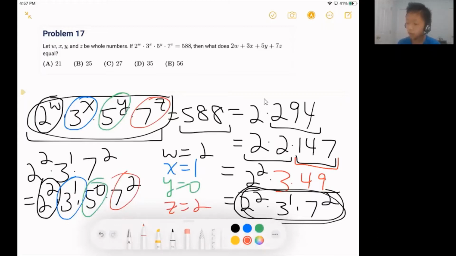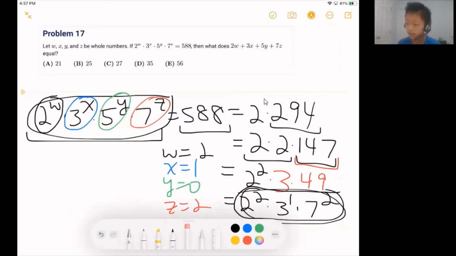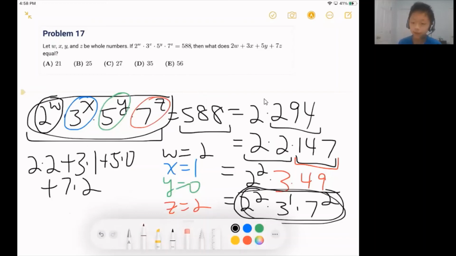And remember, the question wants us to find the value of 2w plus 3x plus 5y plus 7z. So we would just do 2 times w, so 2 times 2, plus 3 times x, 3 times 1, 5 times y, y is 0, so 5 times 0, and 7 times z, z is 2, so 7 times 2. If we add these up, you get 4 plus 3 plus 0 plus 14, and you get 21, which is going to be choice A.